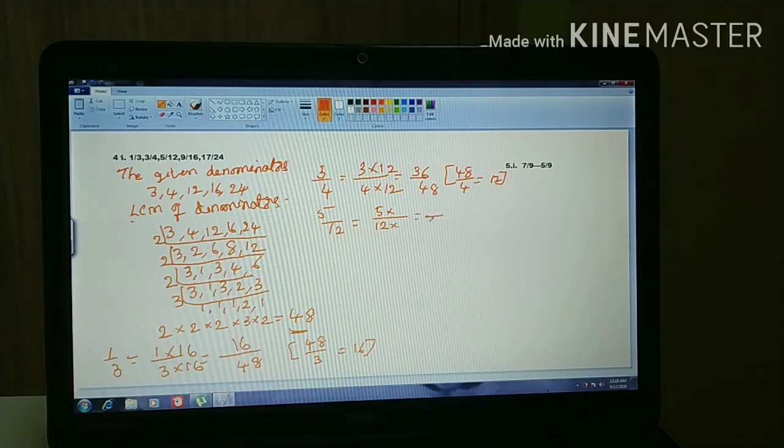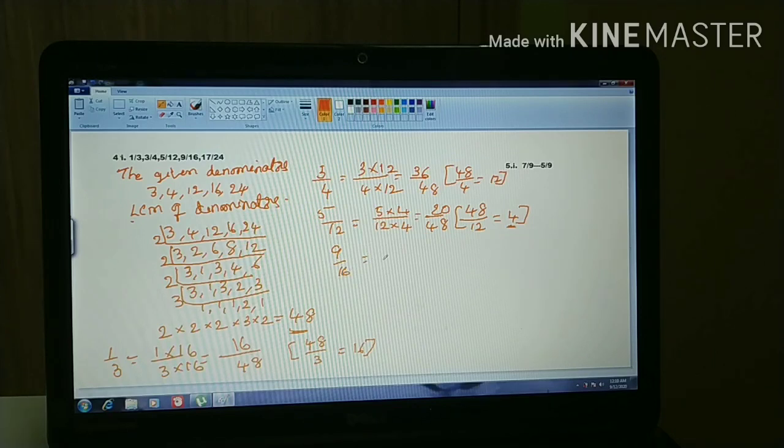Now go for the next one, 5 by 12. With which number do you have to multiply? You don't know. You have to get 48 here. For that reason divide 48 by 12, 12 fours. So you have to multiply both numerator and denominator with this 4. So 5 fours are 20.